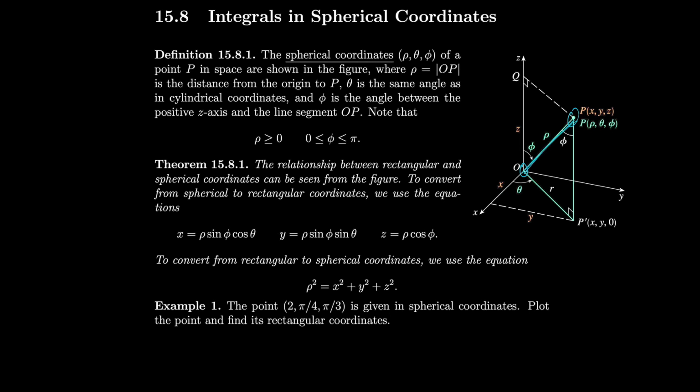Phi is the angle between the positive z-axis and the line segment OP. So phi is this angle. And note that rho is always going to be greater than or equal to 0, because of the distance. And phi is always going to be between 0 and pi. So we're basically coming up with this system in order to try to trace out spheres.